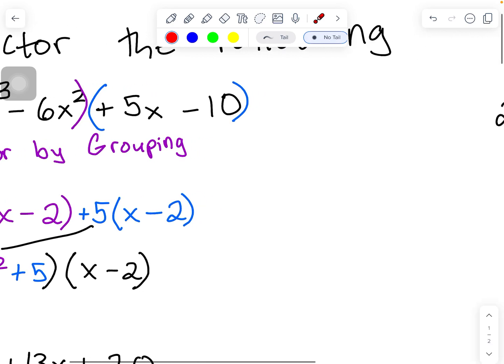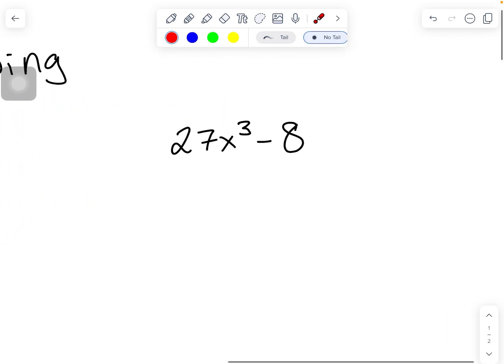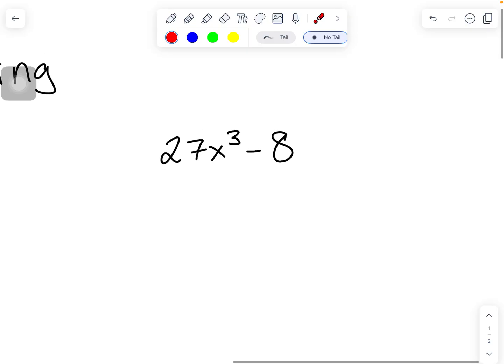So now let's talk about one of the more recent methods that we've talked about, and probably the more difficult one because you have to be able to recognize it, is sum or difference of cubes. I'm just going to work out a difference of cubes, but the process is the same.